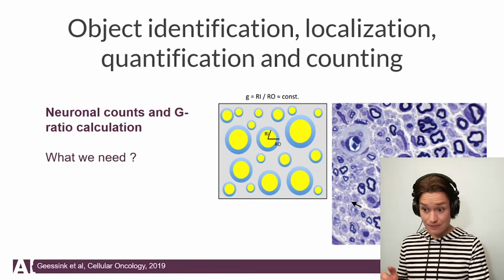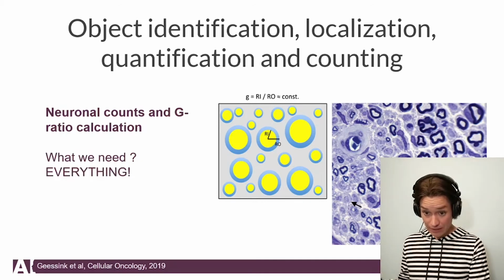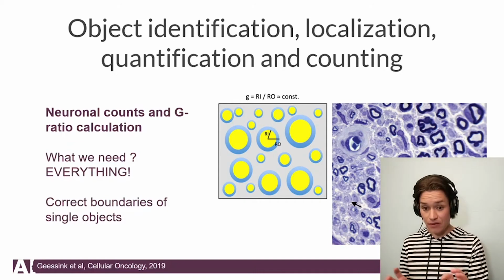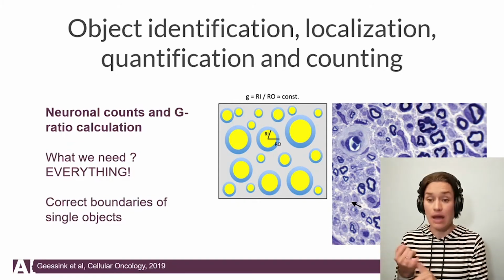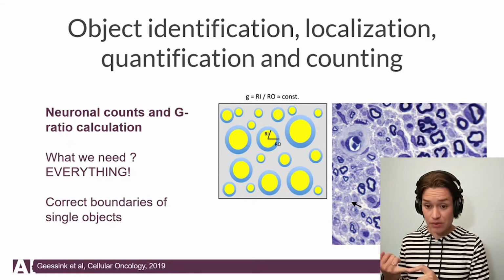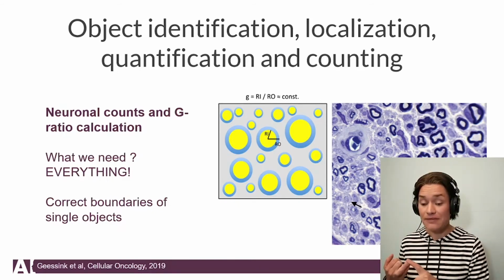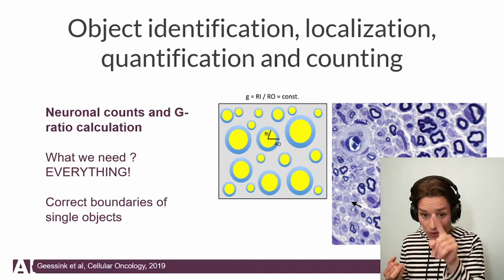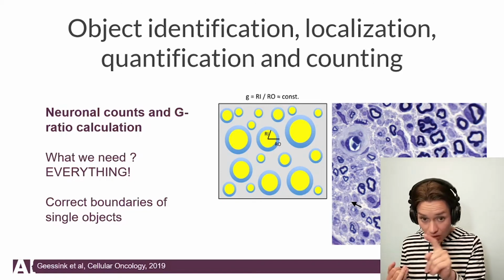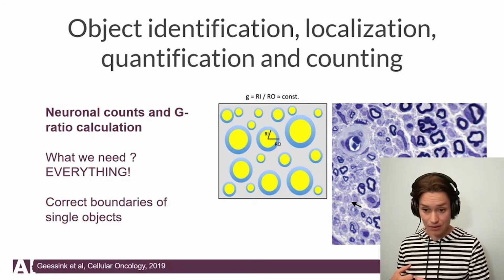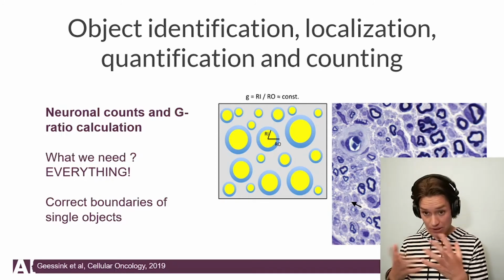So for this, what do we need? We need everything. We need the exact boundaries of all those. So we need to count them. We want neuronal counts, because if we have fewer neurons, it's bad, obviously. Then we want to have the delineation of the outside of this myelin sheath, of the inside of the myelin sheath, so that we can then later compute the radii and calculate our G ratio. So for this particular problem, we need everything.